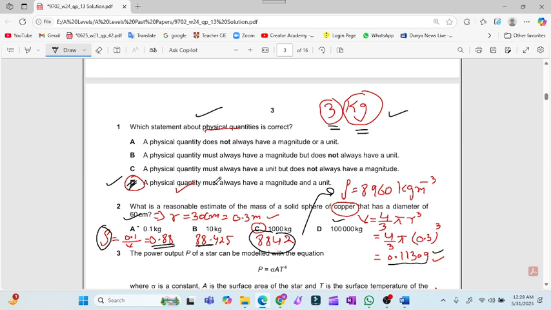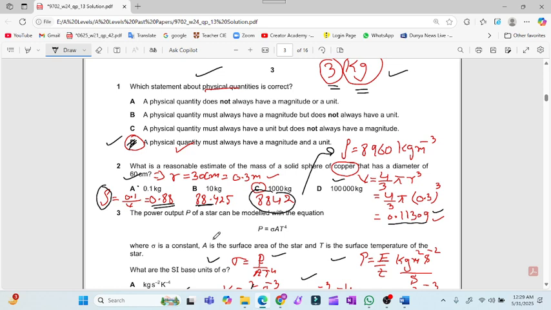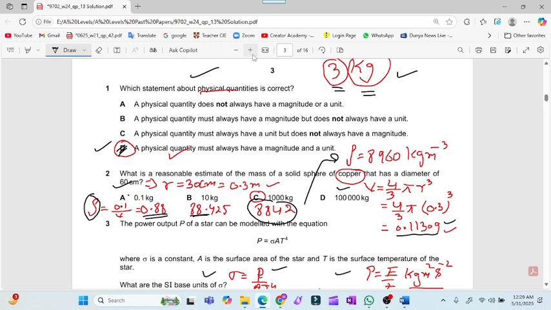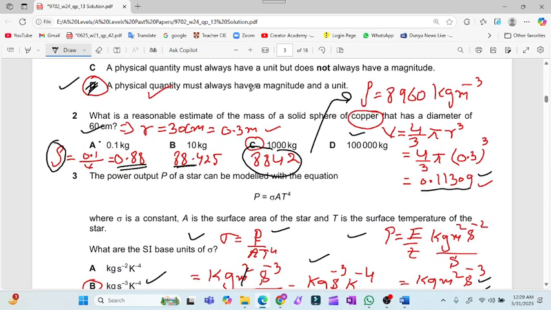Then for question number two, what is the reasonable estimation of the mass of a solid sphere of copper that has a diameter of 60 centimeters? First of all, we will convert the diameter into radius by dividing by 2, we will get 30, and then centimeter will be converted into meter. So conversion is very much required.